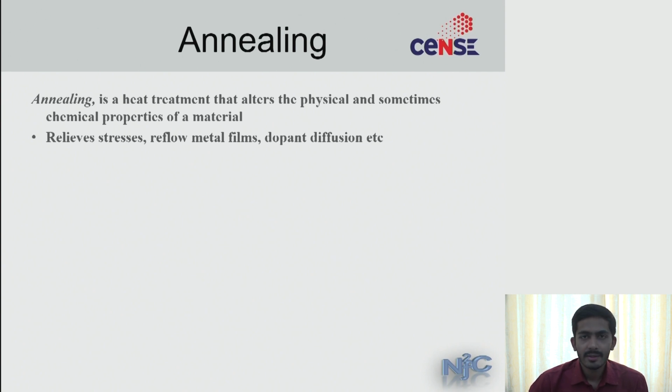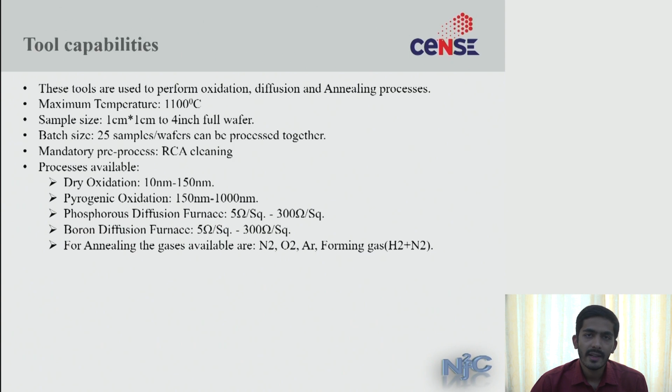Next, coming to annealing. Annealing is a heat treatment process which is used to enhance the properties of your material, either compositional, electrical or physical. It is mainly used to relieve stresses in your thin film, to have a reflow of your materials, and also to have deeper, high-depth dopant diffusion.